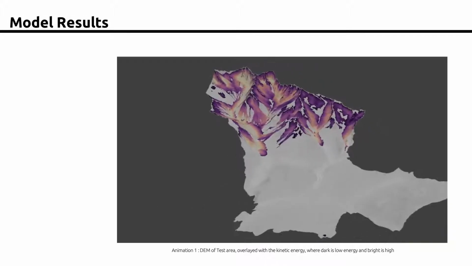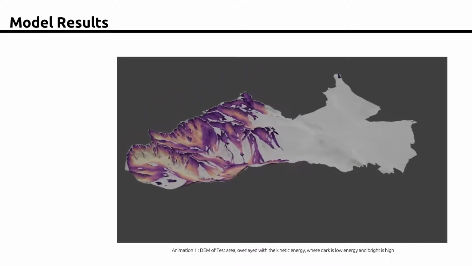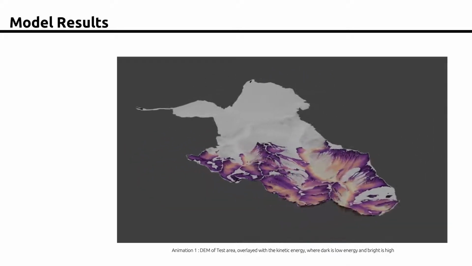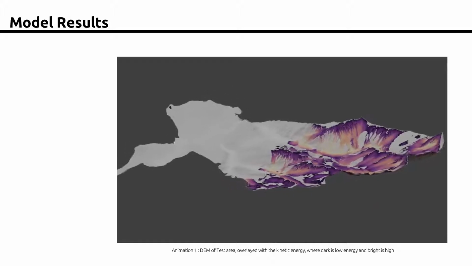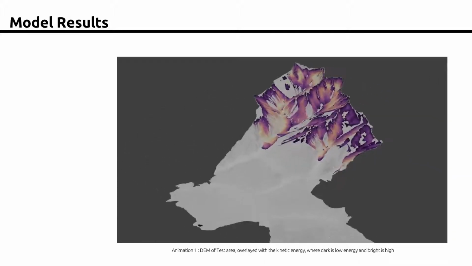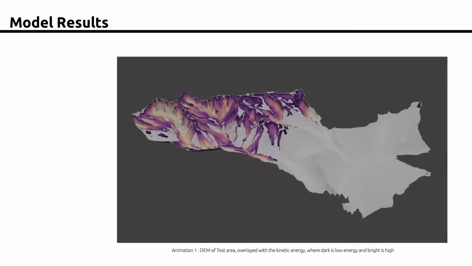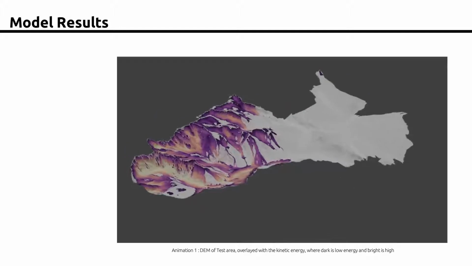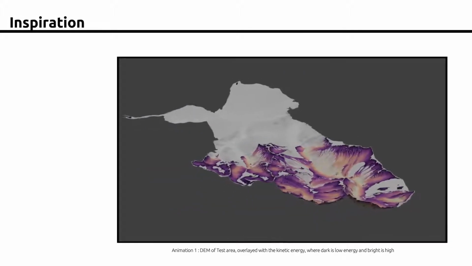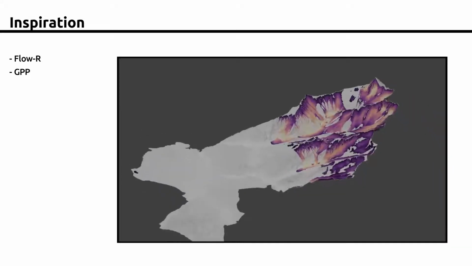On the right side you see the digital elevation model of our test area, overlaid with the model results. The colors indicate the kinetic energy, increasing from dark purple to bright yellow colors. You can see how the kinetic energy generally increases from the starting areas to the middle of the track and then abruptly decreases in the runout areas. We got a lot of inspiration from former models like FlowR and GPP.